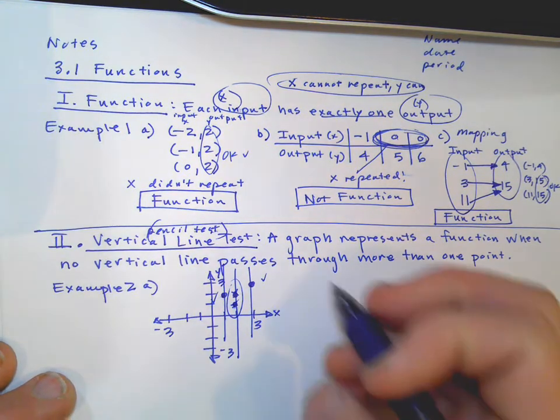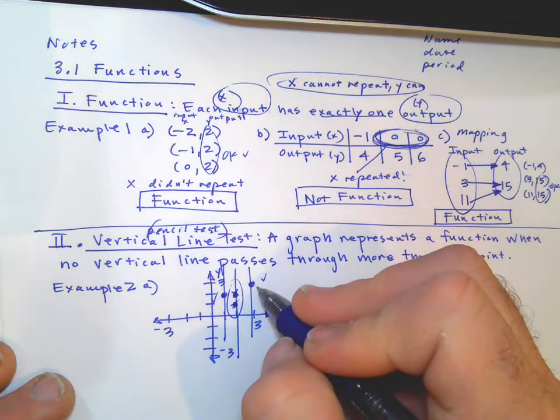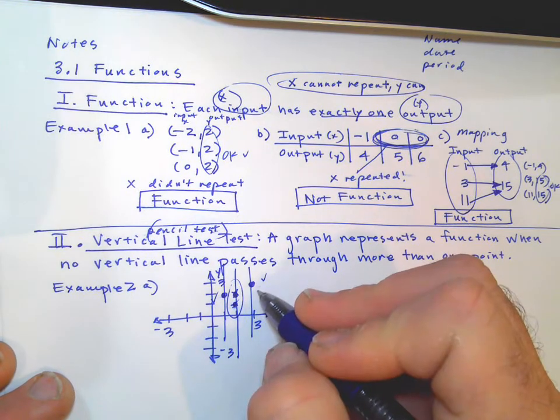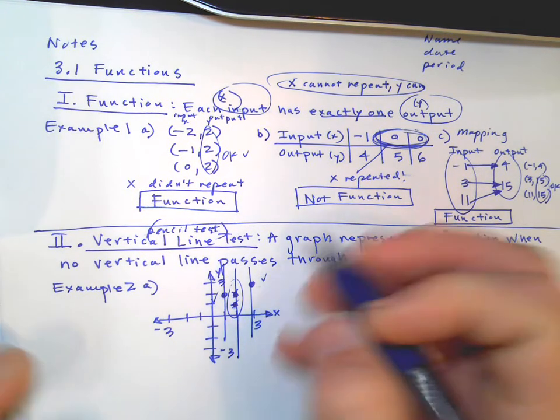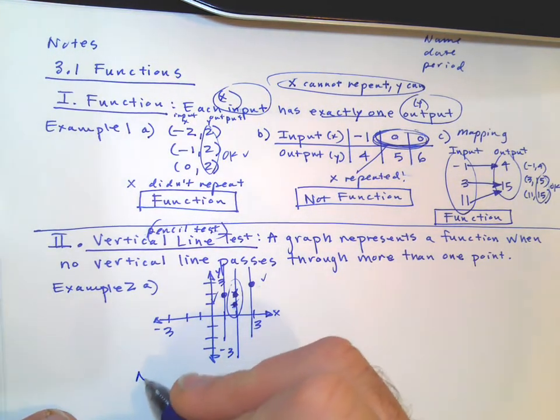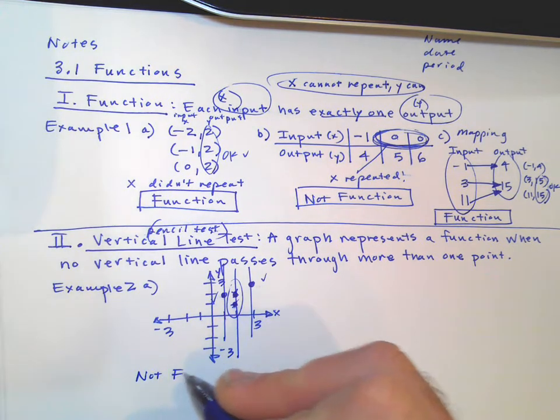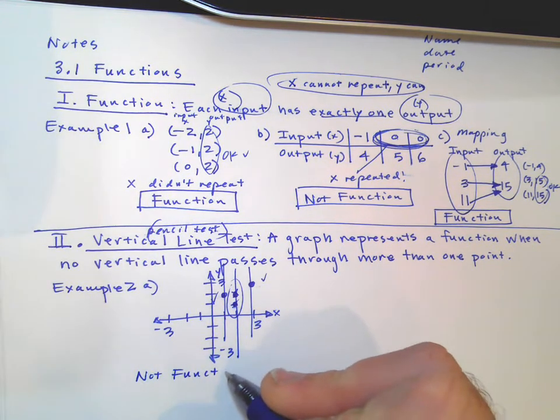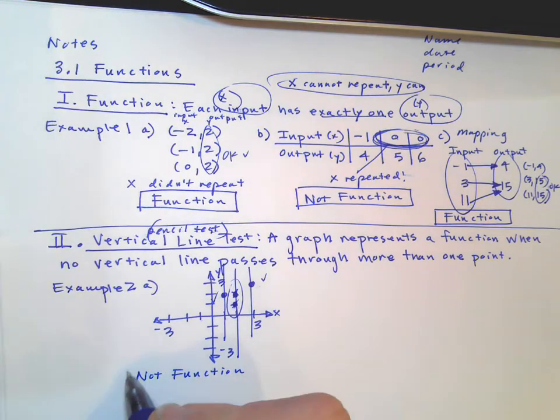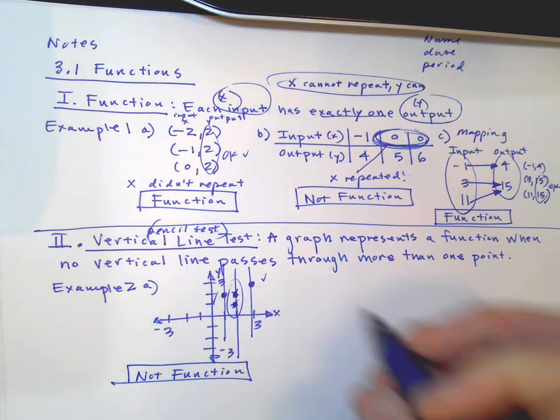In fact, you could even write the values next to these points. So we're going to say not a function, because of the vertical line test. Okay, let's do another one.